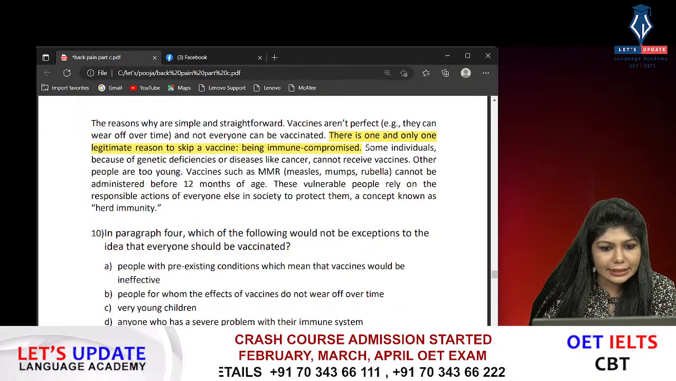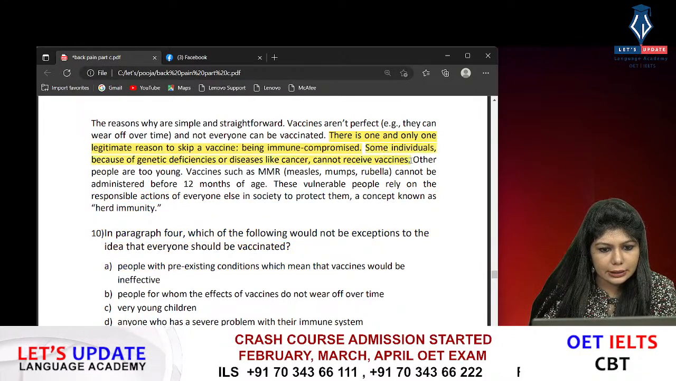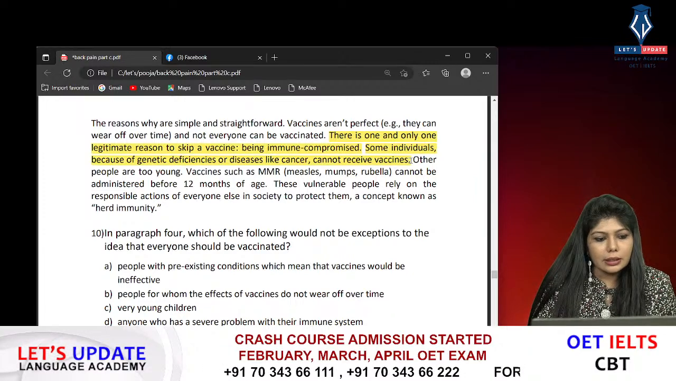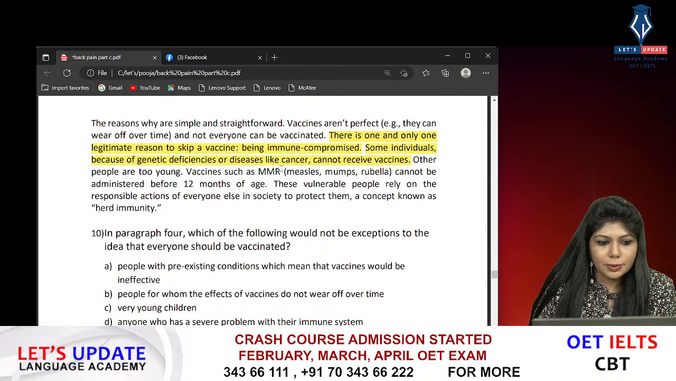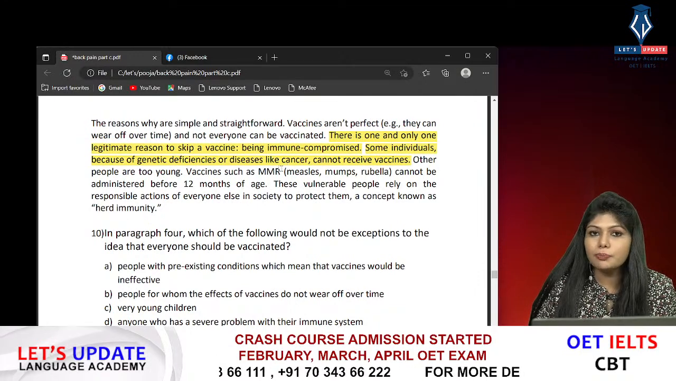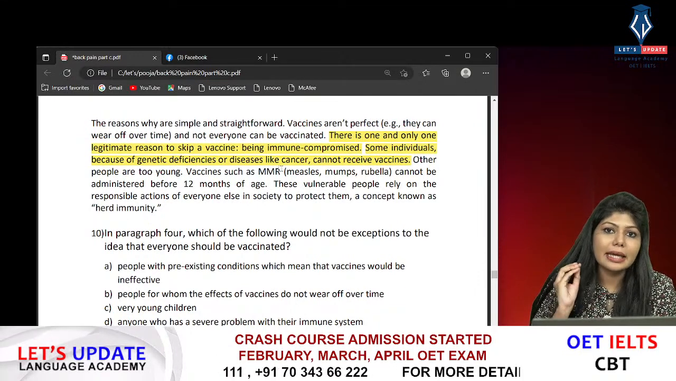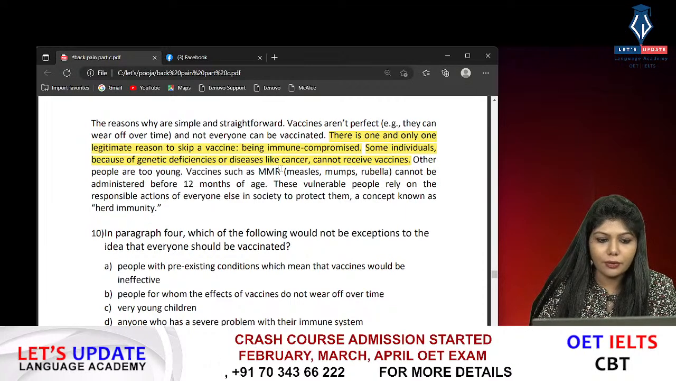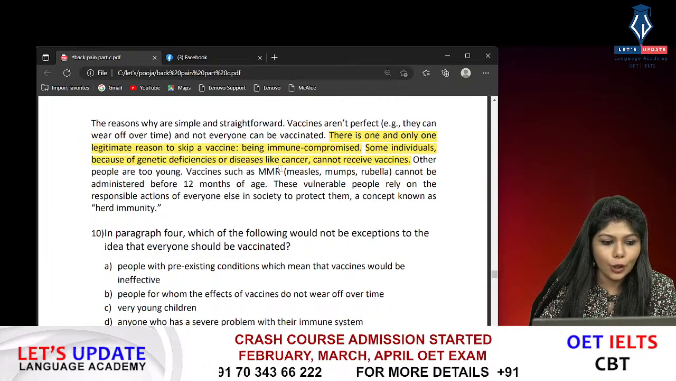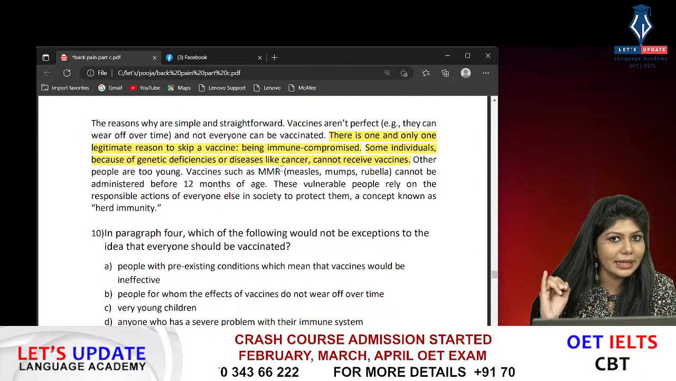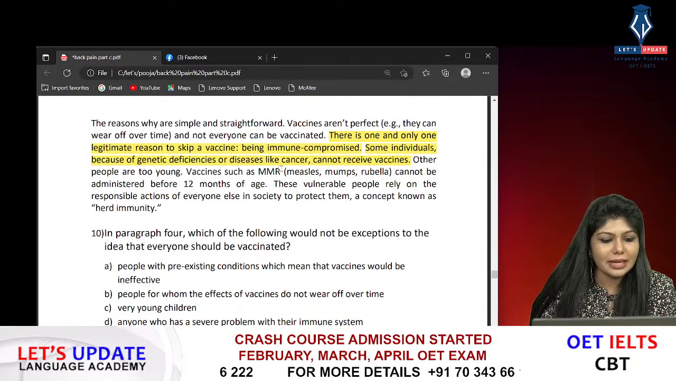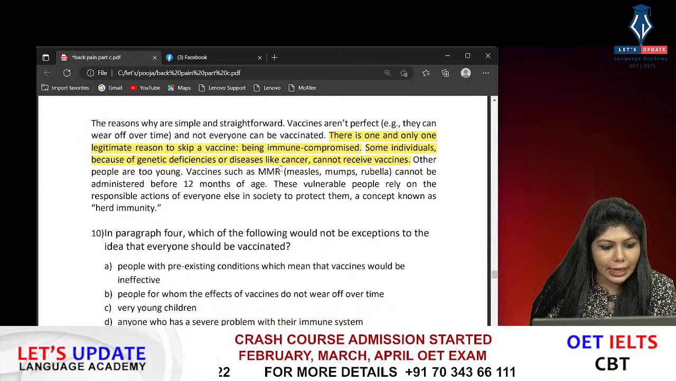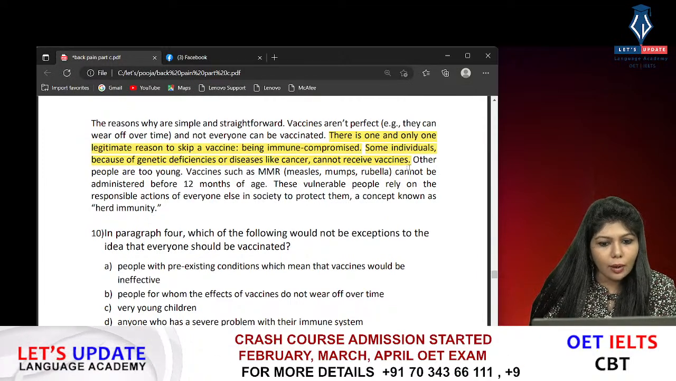So the second sentence is what option A is about. That is some individuals because of genetic deficiency. So that is also an exception for receiving vaccination. D is an exception for vaccination, so you eliminate it. A is an exception for vaccination, you eliminate it. And then what about the others?